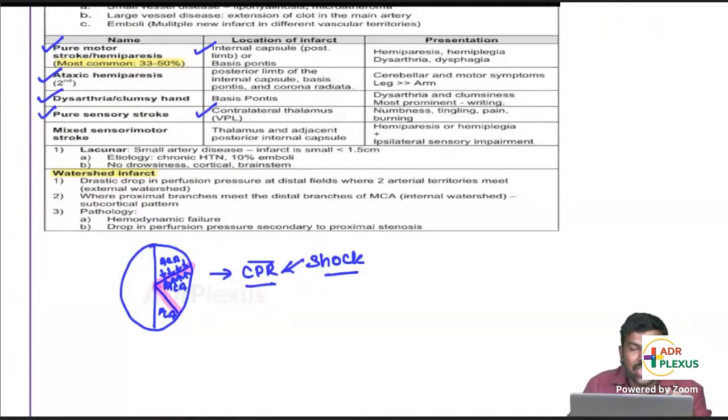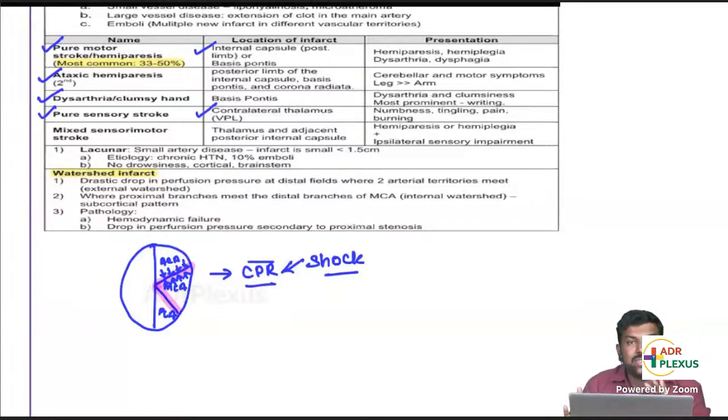If the patient has a wide based gait, reeling gait, and frequent falls, then again it is ataxic hemiparesis. Then the patient can have difficulty in using the hand, so clumsy hand, dysarthria clumsy hand syndrome. These are a few clues given in your questions to identify lacunar stroke, where the pathology is very small and the clinical feature is also not so great.